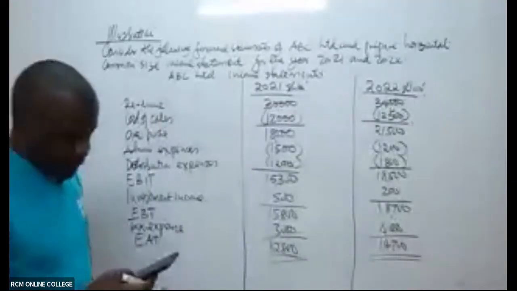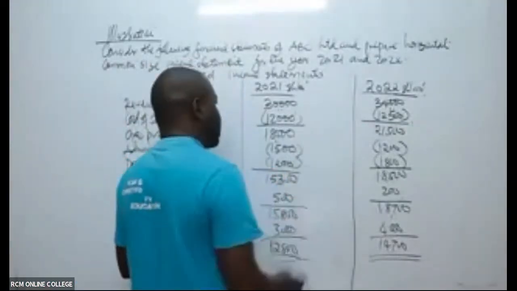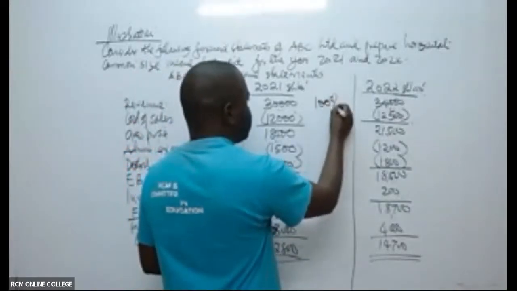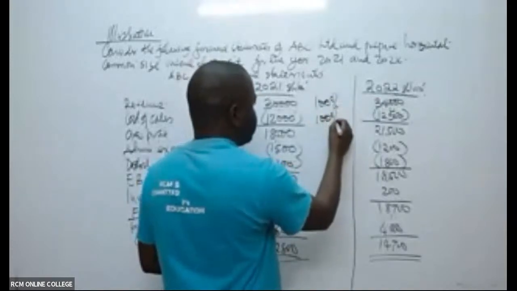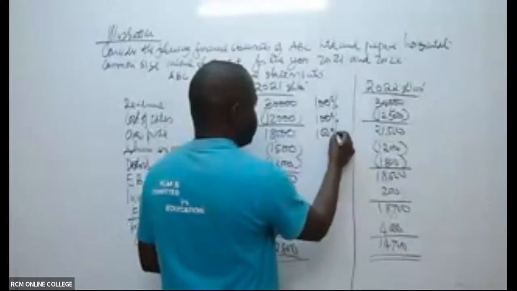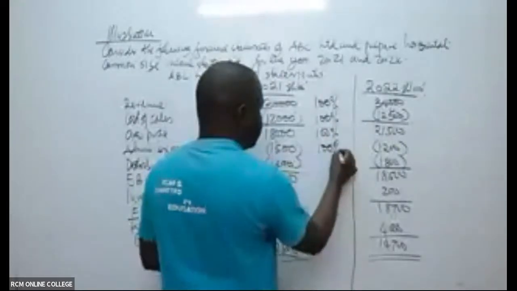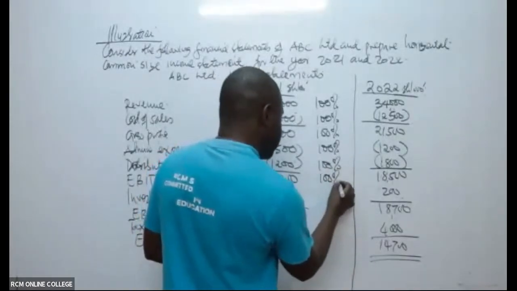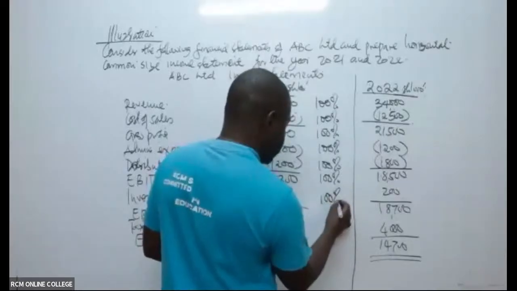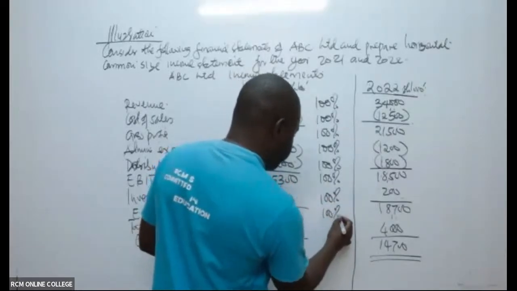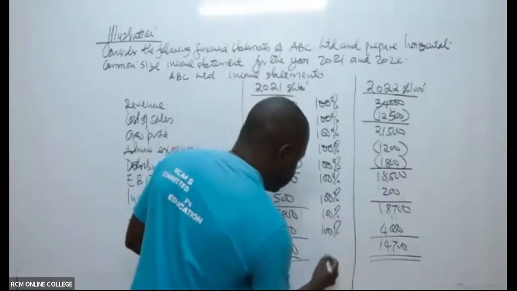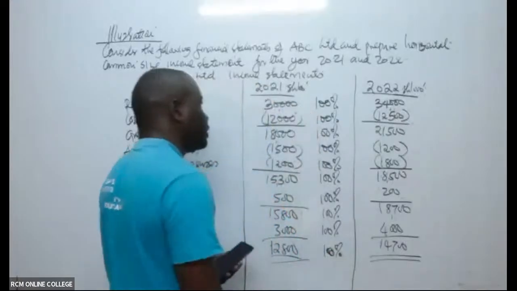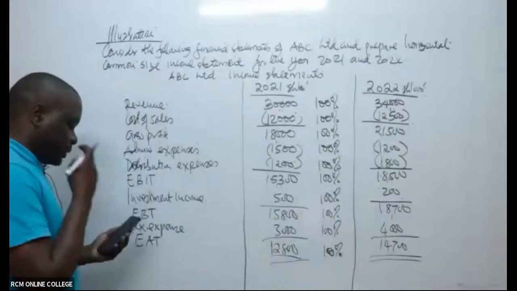Here, you can now draw another statement, and of course, make all of these ones to be 100%. So these ones will be 100%. All of these ones will likely be 100%. So 100%, then 100%, 100%, 100%, 100%, 100%. So that will be the 100%.